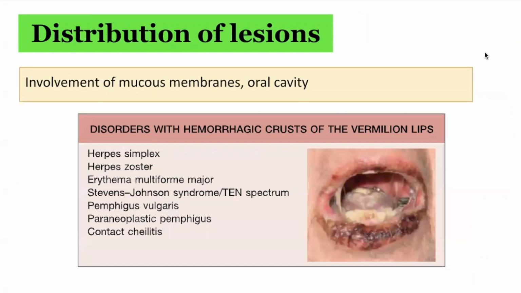We also should consider the distribution of the lesions in terms of whether it involves mucous membranes, such as the oral cavity, because there is only a small subgroup of blistering disorders which target this distribution. And that includes viral eruptions such as herpes simplex and herpes zoster, drug-induced eruptions including erythema multiforme major, Stevens-Johnson syndrome or toxic epidermal necrolysis spectrum, as well as pemphigus vulgaris, paraneoplastic pemphigus, and contact cheilitis. So think of these key differential diagnoses when you are presented with a case of a blistering eruption that involves mucous membrane surfaces such as the oral cavity.